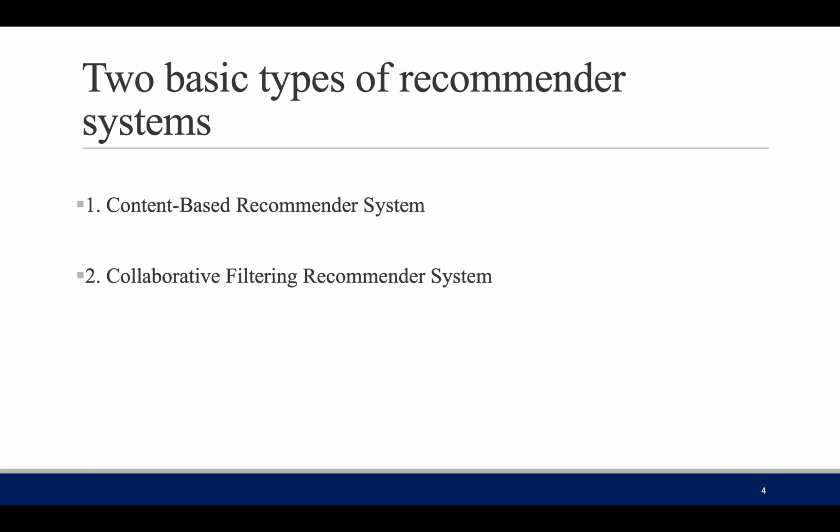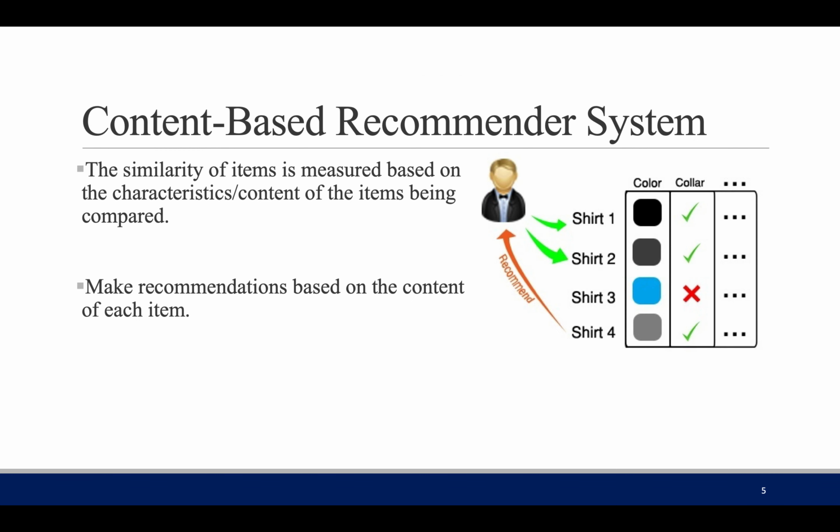In this presentation, I will introduce two basic types of recommender systems. The first one is called the Content-Based Recommender System, and the second one is called the Collaborative Filtering Recommender System. So let's look at the first one, the Content-Based Recommender System.